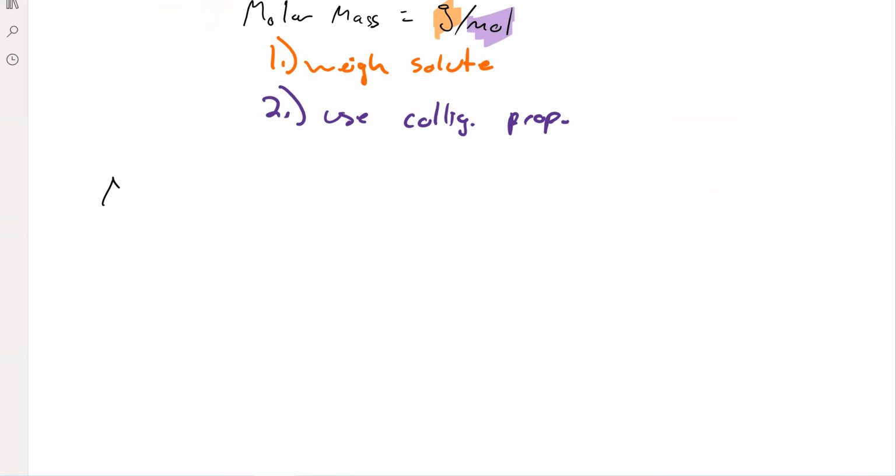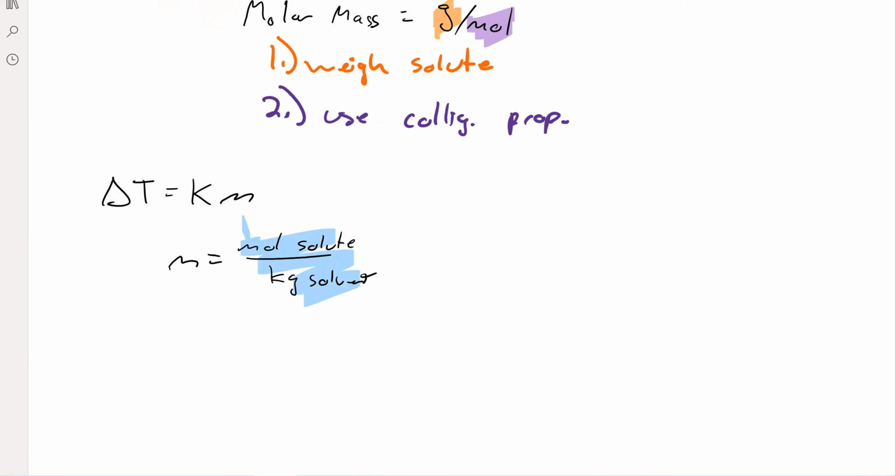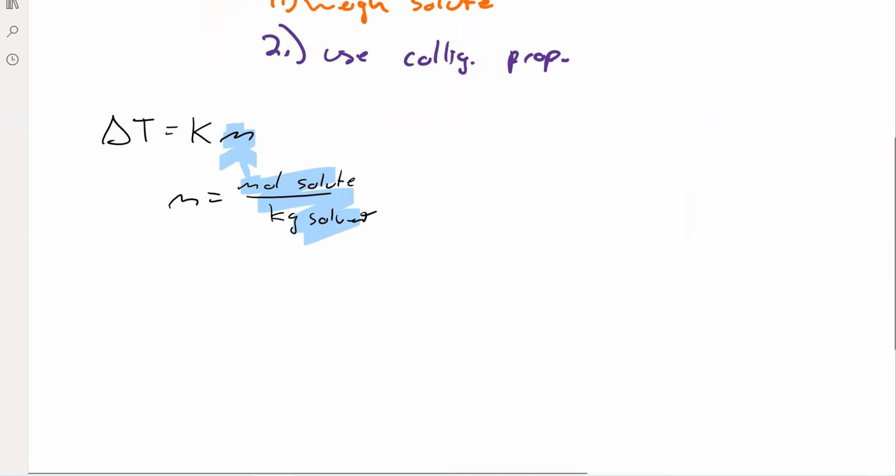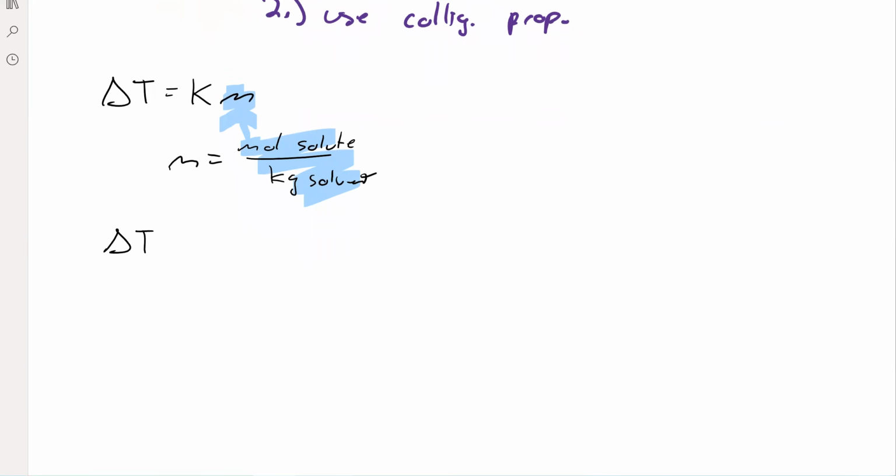And so if we think about our freezing point depression and elevation, the change in the freezing point depression or elevation is just some constant times the molal. The molal is equal to the moles of the solute over kg of the solvent. And so we can take this value here and plug it into this molal. You get delta T is equal to K times your moles of solute over kg of the solvent.